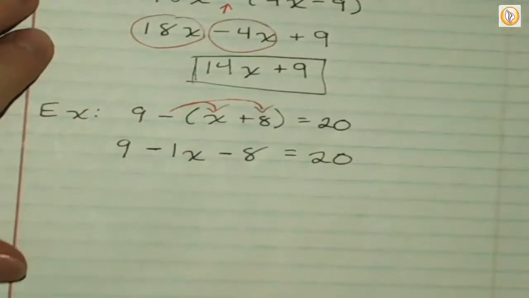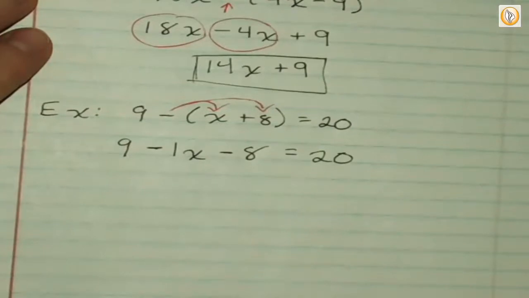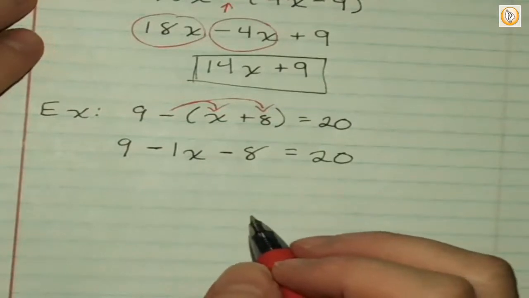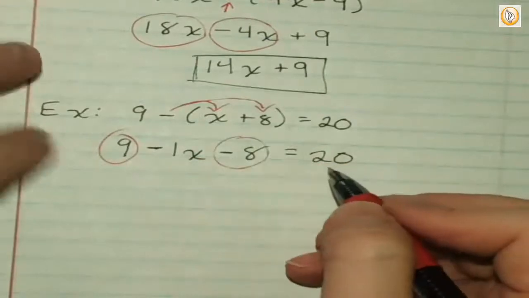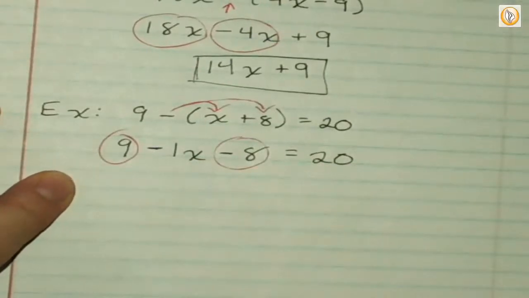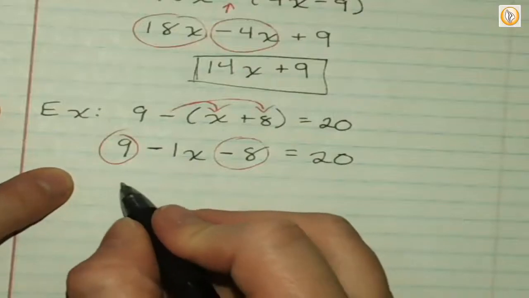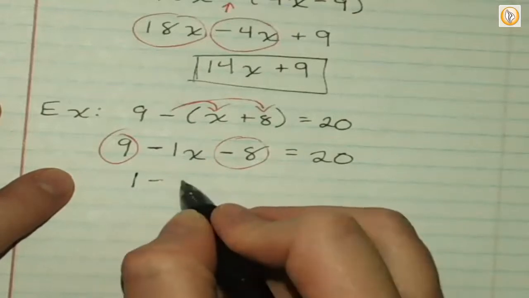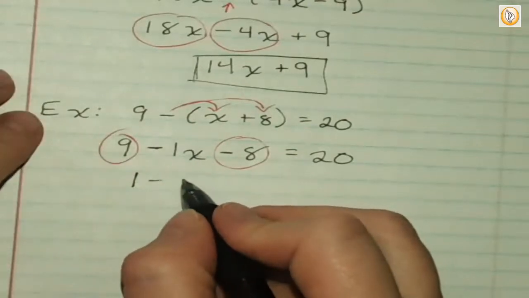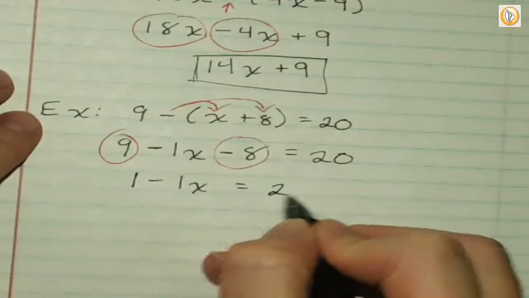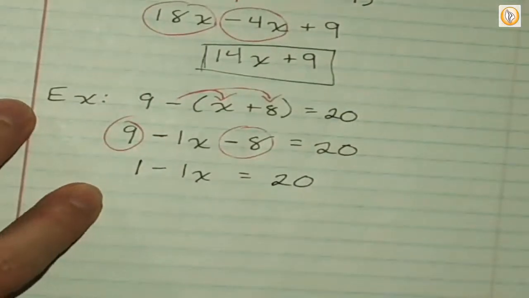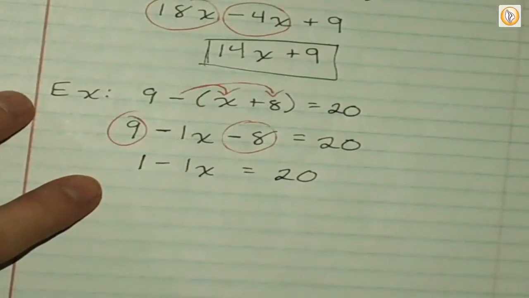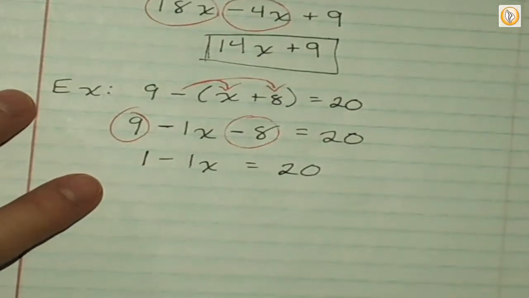So what are my like terms, Joanne? 9 and negative 8. Very good. And what is 9 and negative 8? 1. That's right. So we have 1 minus, and Michaela said 1x, and you certainly can do 1x equals 20. All right, so what do I do now? Anyone want to tell me? Michaela, what do I do? Plus 1 to both sides.